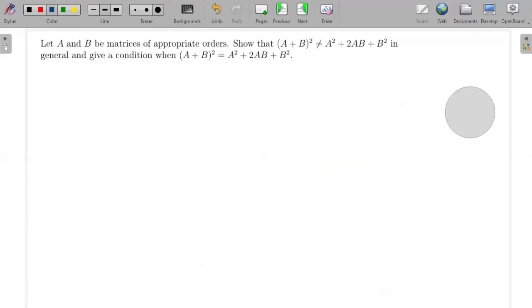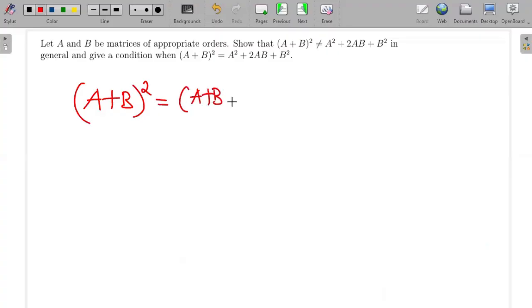So I thought it was wise to explain the property. Here they're saying, let A and B be matrices of appropriate orders, meaning we can multiply them. Show that this is not equal to this. So what do I do here? I'm just going to expand whatever I have on my left. This is the same as (A plus B) multiplied by (A plus B), which will give me A multiplied by A, that will be A squared. A multiplied by B, that will be AB. And then B multiplied by A, that will be BA.